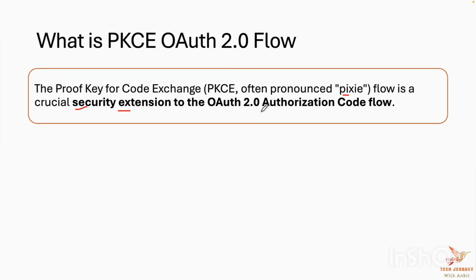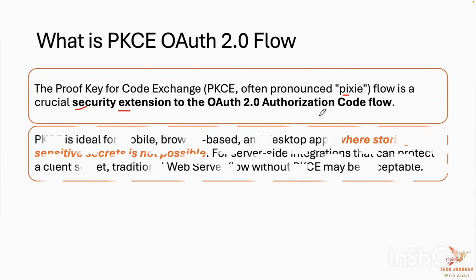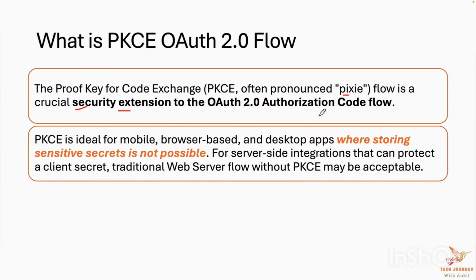In my previous video, we have already discussed what the OAuth 2.0 authorization code flow is. On top of the 2.0 authorization code flow, if you want to add an additional security extension, then the PKCE flow is helpful. It is typically recommended wherever you have to store a sensitive secret and you don't have a server. For example, your mobile application or a browser-based application where you don't want to store the secret key, but you want to use the authorization code flow. In such scenarios, the PKCE flow is quite an ideal flow that is recommended by the industry.